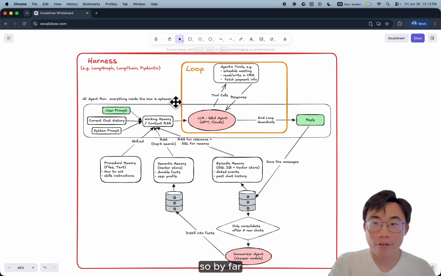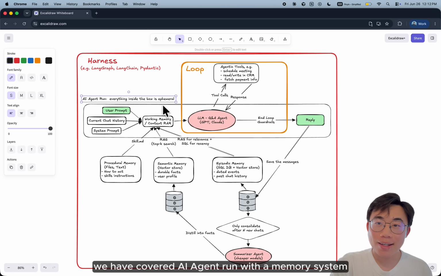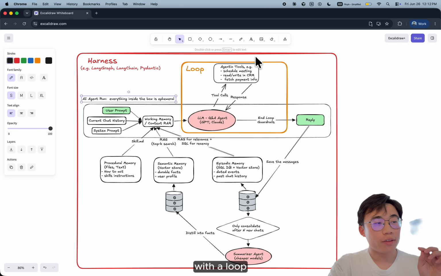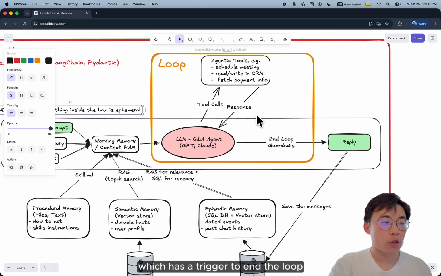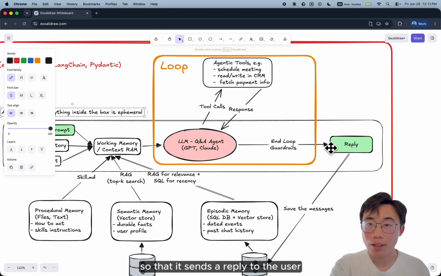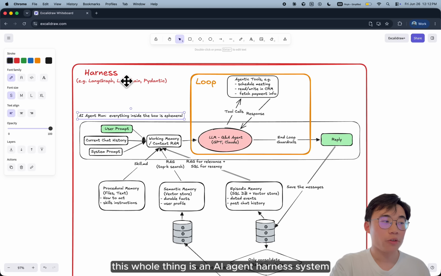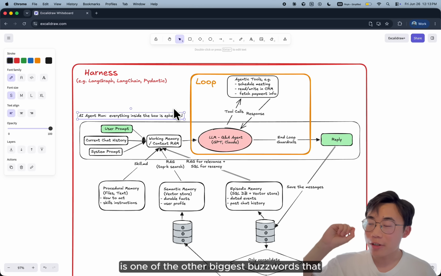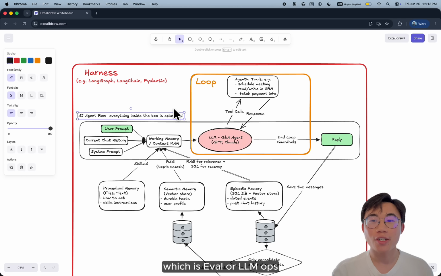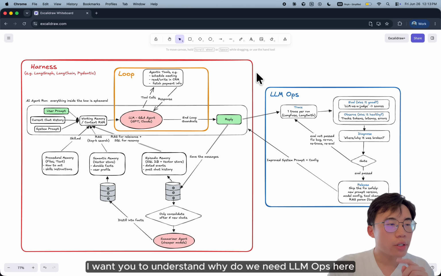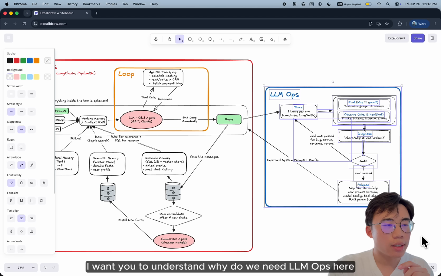Good. So by far, we have covered an AI agent run with a memory system, with loop engineering around the large language model agent, which has a trigger to end the loop so that it sends a reply to the user. And basically this whole thing is an AI agent harness system. What's next is one of the other biggest buzzwords that Y Combinator always mentions, which is Eval or LLM Ops. Let's jump into it. But firstly, I want you to understand, why do we need LLM Ops here?